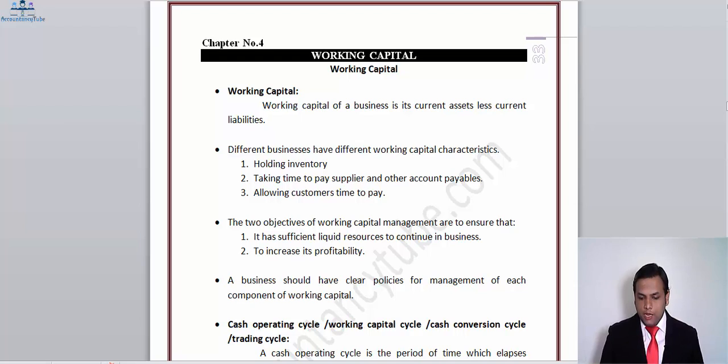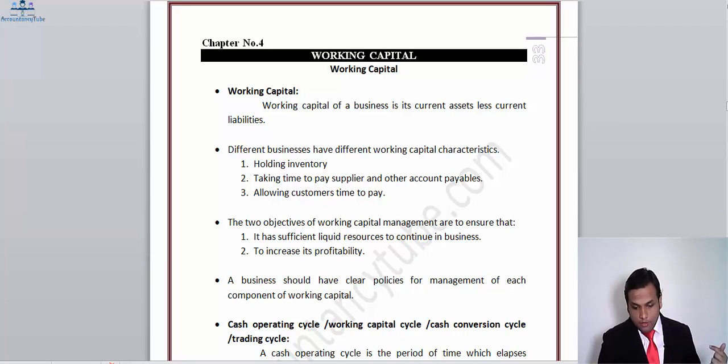Then we have taking time to pay suppliers and other accounts payable, which is one of the strategies of the business to take goods or supplies from the suppliers and pay them in a few days or a month depending upon the agreements with the supplier. It's an easy source of finance because the more time you have available to pay a supplier, the more time that cash can be present in your premises so that you can gain a benefit from it.